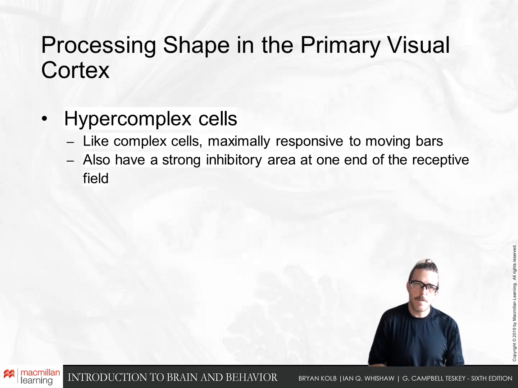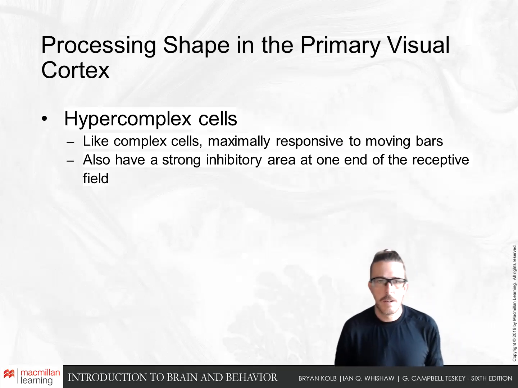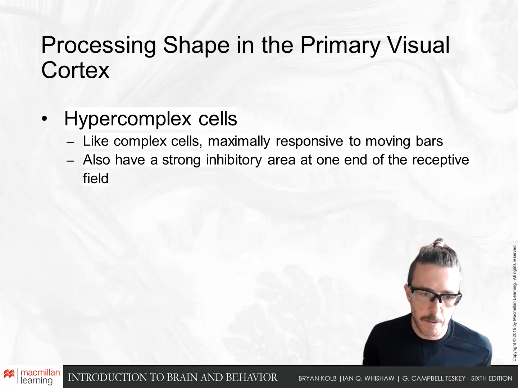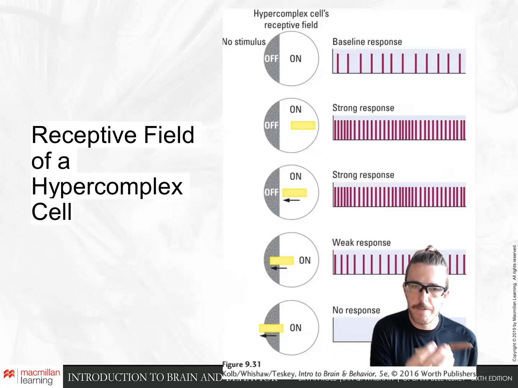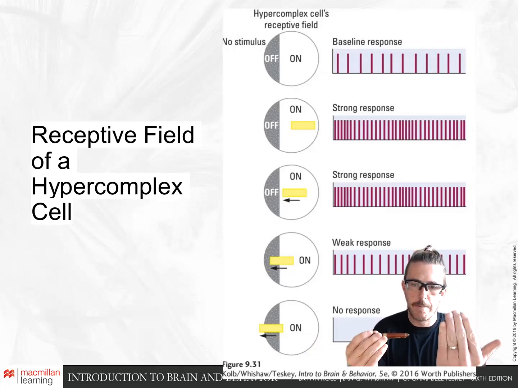Finally, there's something called hypercomplex cells. They have an inhibitory area at one side. So they are just like those complex cells, but once the moving object gets to a particular area in the receptive field, they'll stop firing. You could imagine these being useful as the visual system learns about edges and things getting occluded behind something like that.